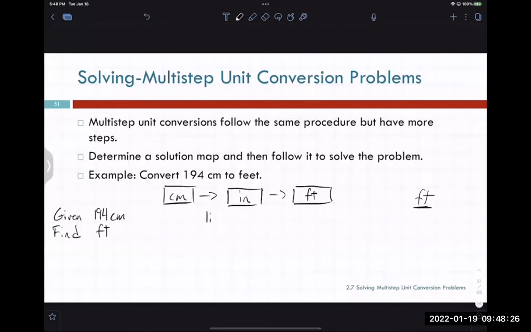So this will be 1 inch over 2.54 centimeters. And then over here, we'll have 12 inches is 1 foot. What if I put 12 inches on top and 1 foot on the bottom by accident? If you put 12 inches on top and 1 foot on the bottom, then you wouldn't cancel out the units of inches. Okay. Yeah.